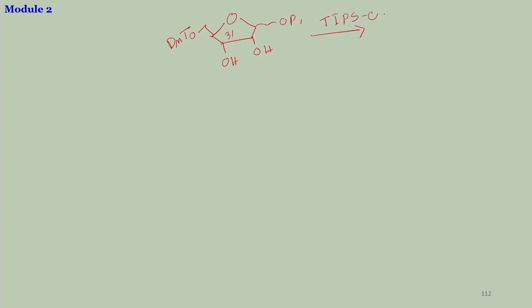TIPS chloride, which is triisopropyl silyl chloride basically. So, this is also a silyl compound with high steric crowding. If you treat this here, obviously there will be nucleophilic substitution. Now, the question is which OH will react? This OH can react, this OH can also react. You get both the compounds.